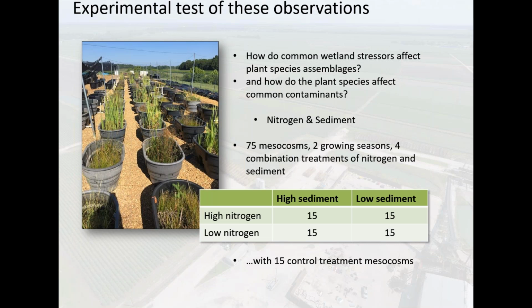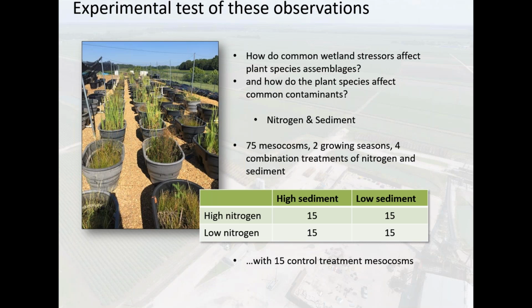Mississippi State University's campus, specifically looking at how common wetland stressors affect plant assemblages, and then the converse of that, how plant assemblages affect these contaminants. Specifically, we're looking at nitrogen and sediment, as these are major stressors to our wetlands in the Delta region. And we did this by constructing 75 mesocosms and following them across two growing seasons. And we dosed these mesocosms with four combination treatments of nitrogen and sediment.